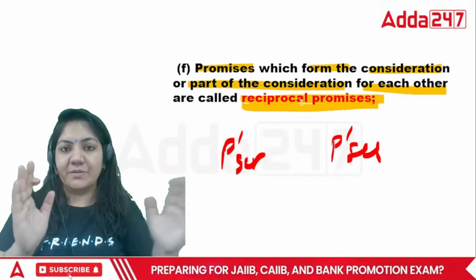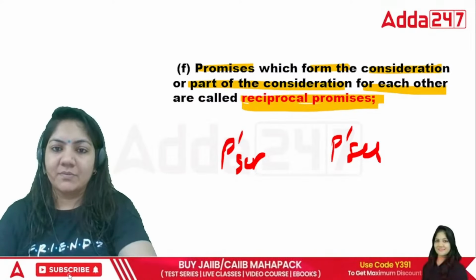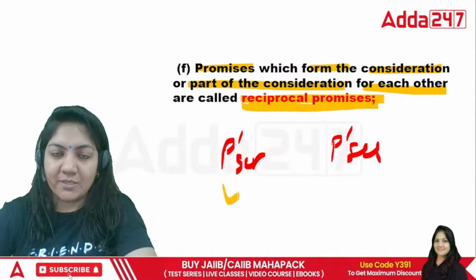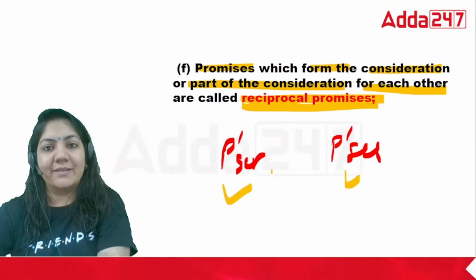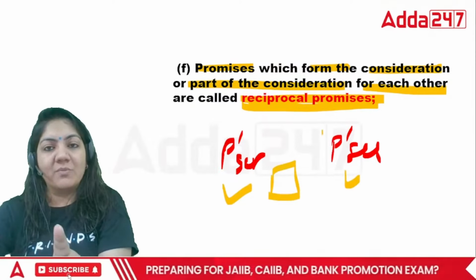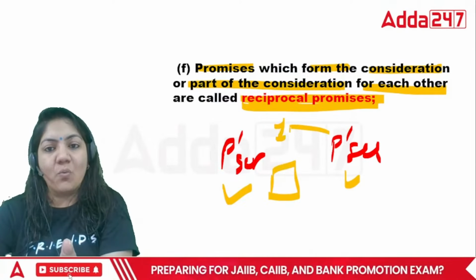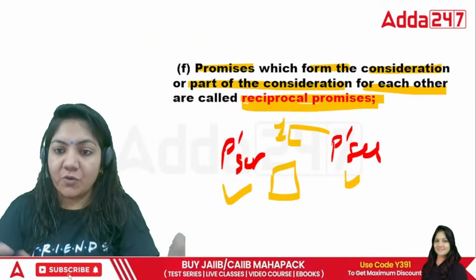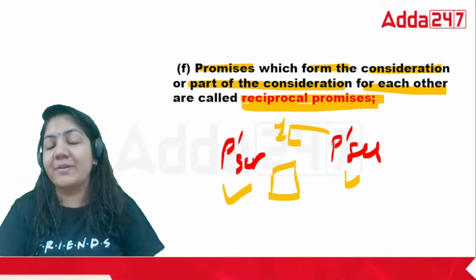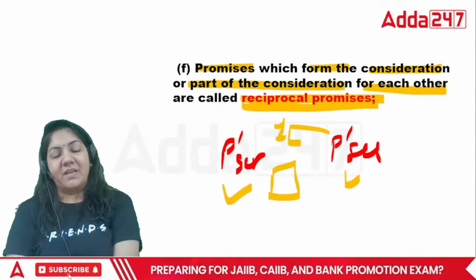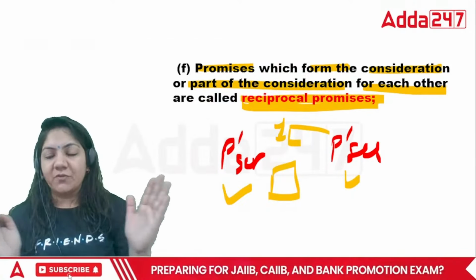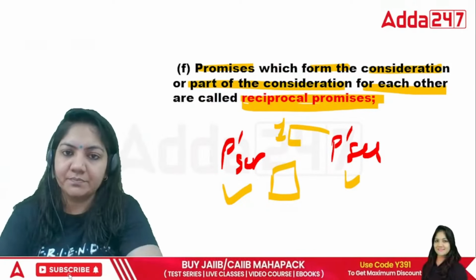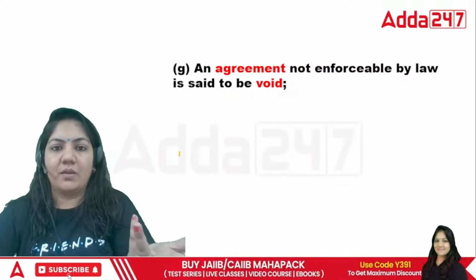Promise from one person, and a promise from another person. The promiser is saying that I will give you my car, and the promisee is promising that I will give you 1 lakh rupees for that car. That is called reciprocal. So promises from both sides are called reciprocal promises. A simple term: promises from both sides. Done.